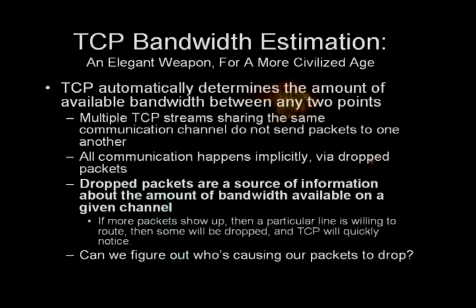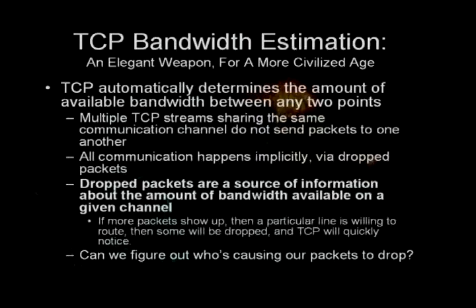TCP automatically determines the amount of available bandwidth between any 2 points. If you have 2 nodes that are using the same network, they do not actually directly send packets to each other. Rather, they detect interference caused by the behavior of the other nodes. Use that interference to tune the particular speed at which they'll communicate. Now, in this model, in this environment, very elegant, I must add, dropped packets are a source of information about the other traffic going on the network.